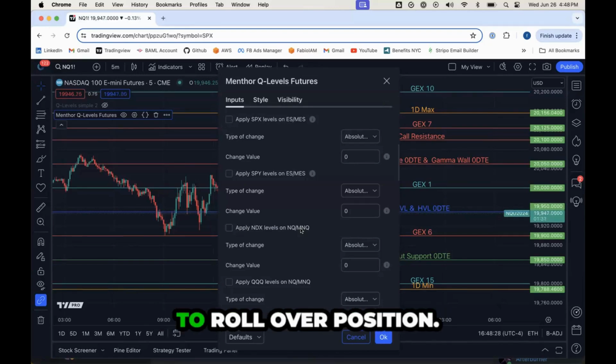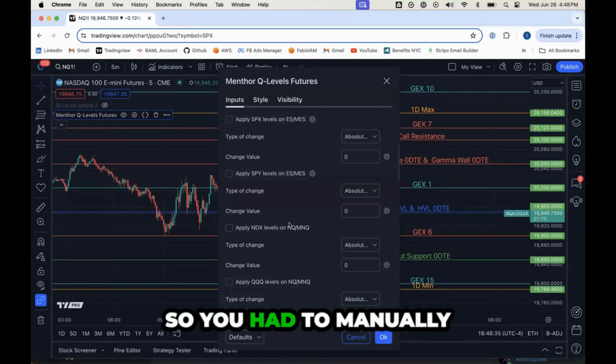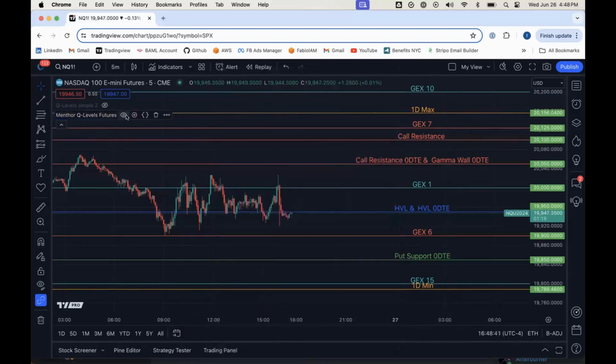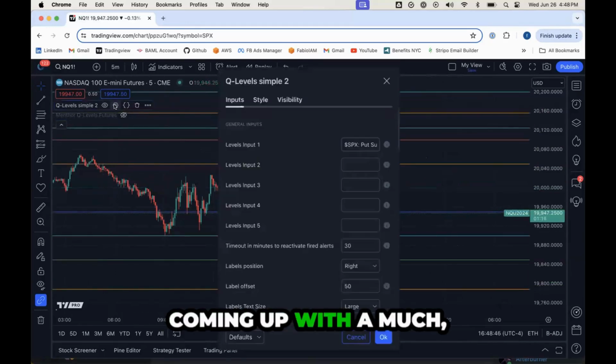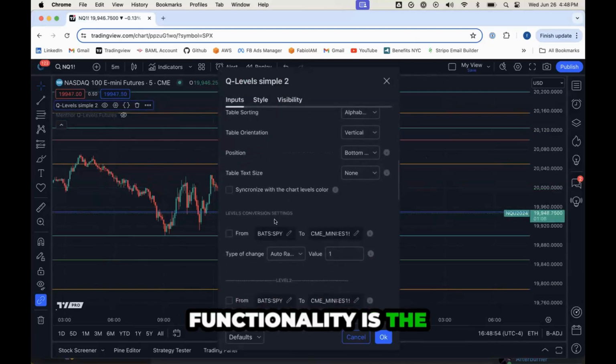So people were starting to roll over position. So you couldn't really plot the NDX level on NQ at that time. So you had to manually convert, and obviously that's an issue because it's not immediate. So now we're listening to the feedback, and we are coming up with a much better solution. So the indicator is still under testing, and we're almost done. But basically, the functionality is the same.